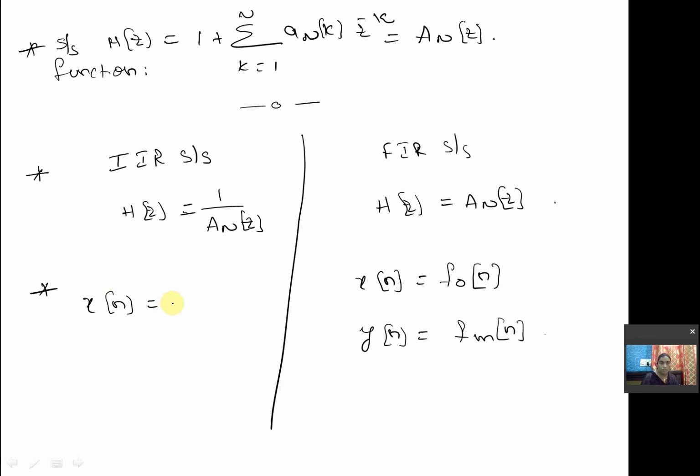Okay, like that. x of n means here f m of n. Let it be f n of n, here m is equal to n. Now, what is y of n? f naught of n. Okay, right? So, any confusion here? There is no confusion. So, just think like that. So, if I take the IIR system, right?